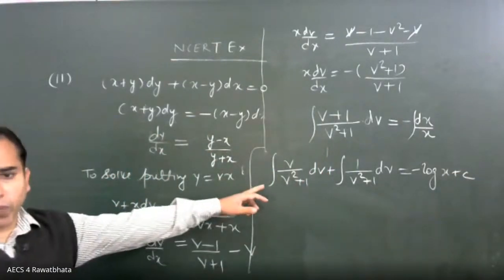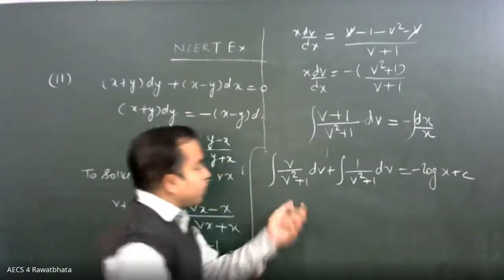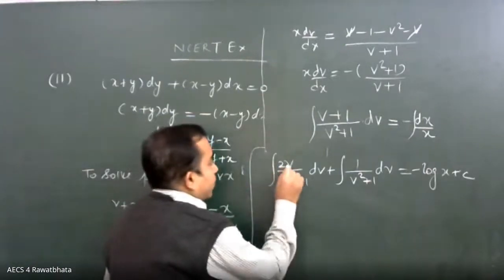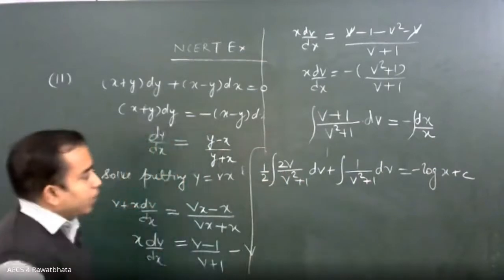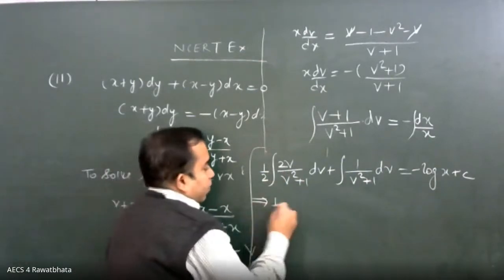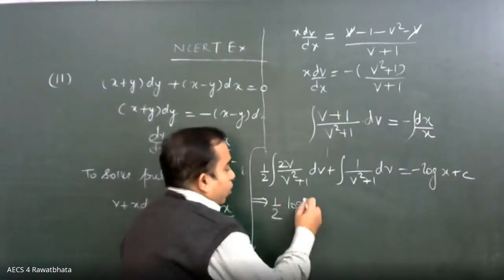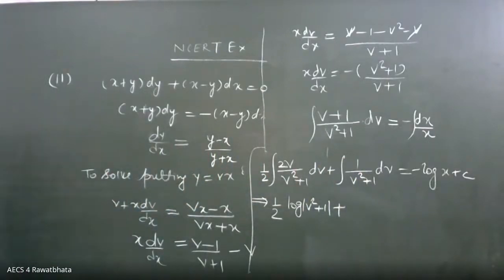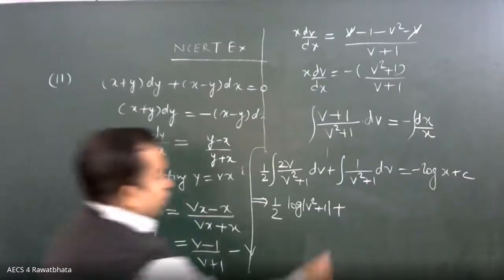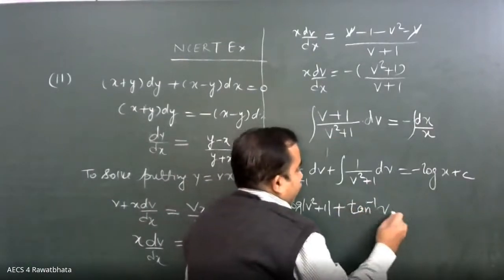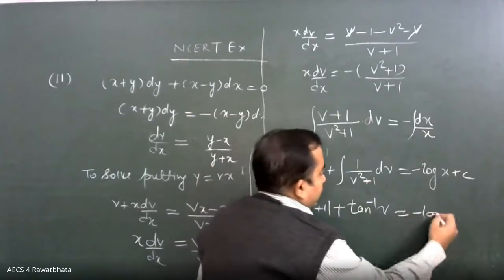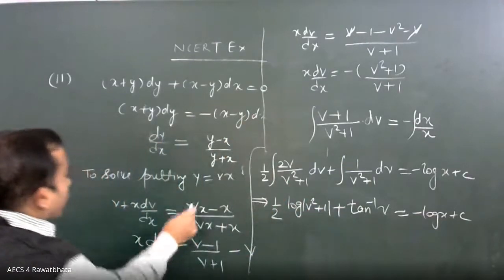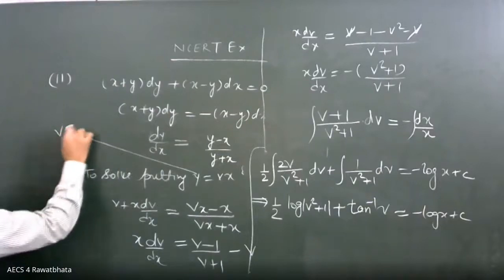Then here v upon v square plus 1, you can create the derivative of denominator. 2v, you can make derivative of denominator will be 2v. So 2 can be multiplied here, half can be multiplied outside the integral, and now its integral will be log of denominator, half log of v square plus 1, plus how much is integral 1 upon v square plus 1? Akriti, tan inverse v. Tan inverse v equal to minus log x plus c. Almost done. This v we have, where we should put the value of v? How much will be the value of v? V will be equal to y upon x.